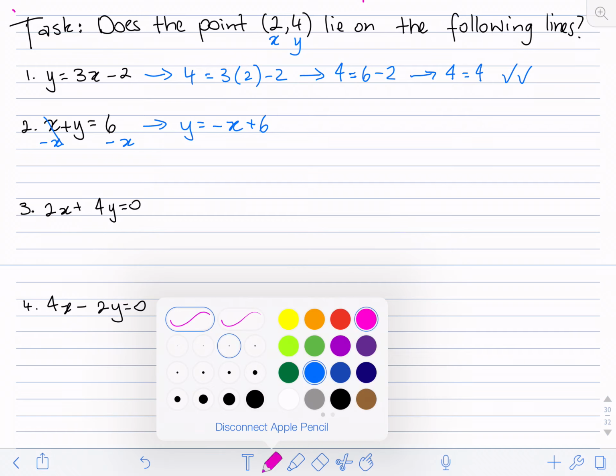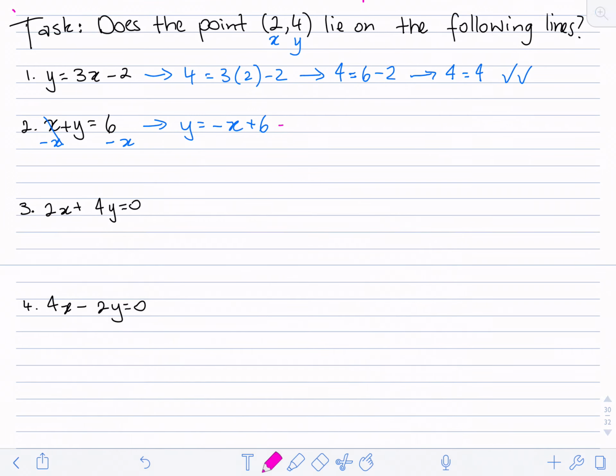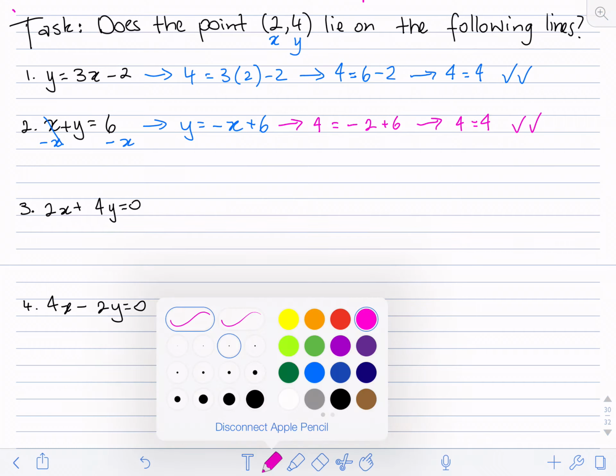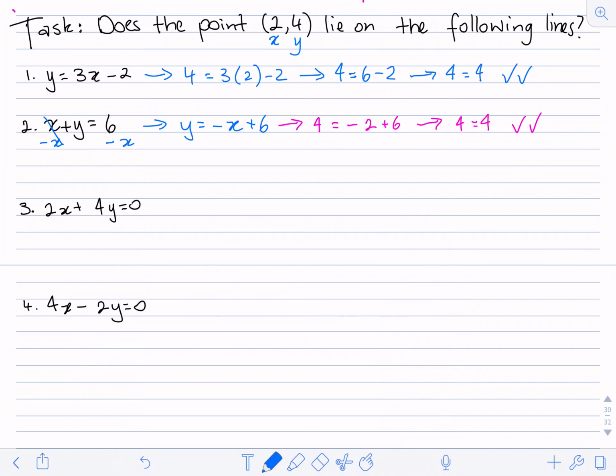I can't sub it in until I make it y equals mx plus b. So I need to take the x across to the other side, so I'll do minus x. That cancels that out, and I'm left with y equals minus x plus 6. Now that's in the form of y equals mx plus b, so I can substitute my values in. Again y is 4: 4 equals negative, what's x? It's 2, negative 2 plus 6. And again, we get 4 on both sides, so that point does lie on that line as well.